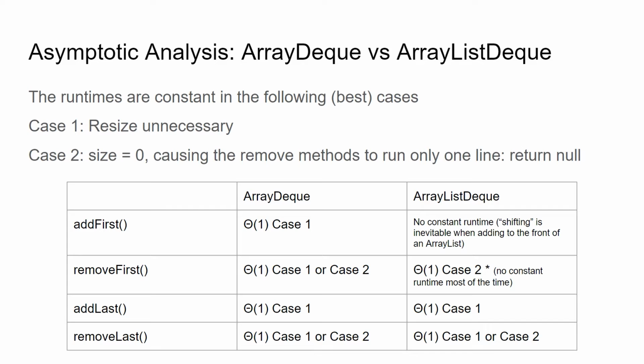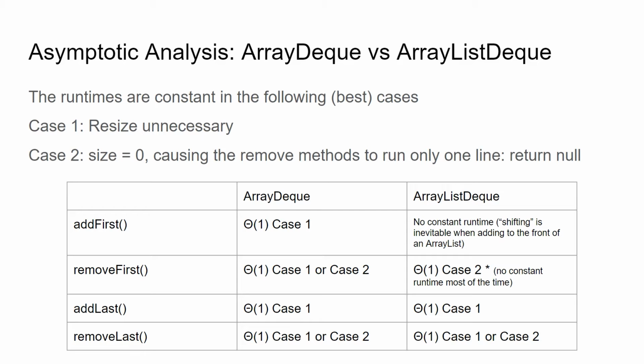In the best case, obviously we have the case where resize is unnecessary, and due to the fact that we're ruling out resizing, we see that ArrayDeque's methods would all run in theta of 1. And because this is the best case, something else that could technically happen is that size is equal to 0. In that case, the remove methods would execute in one line, which would also be a constant runtime, or theta of 1.